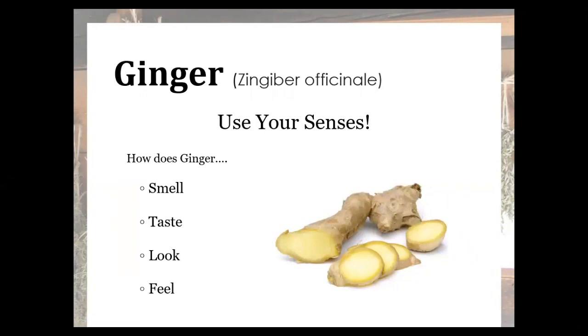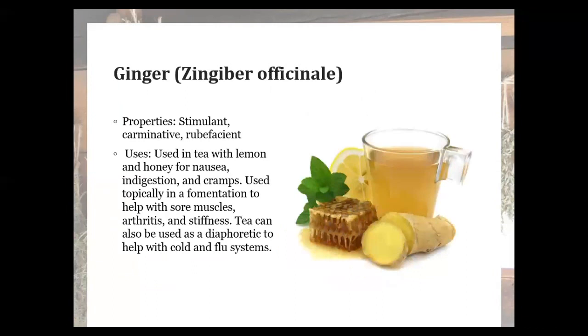As far as look and feel, when we talk about ginger, we are using the roots. So they look like roots. They're kind of a pale yellow on the inside and a root-like appearance on the outside. Nothing particularly remarkable about the feel. So that's a little bit about ginger. Now let's talk about properties and uses.